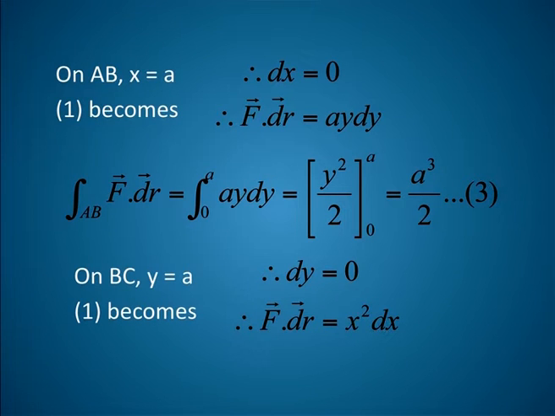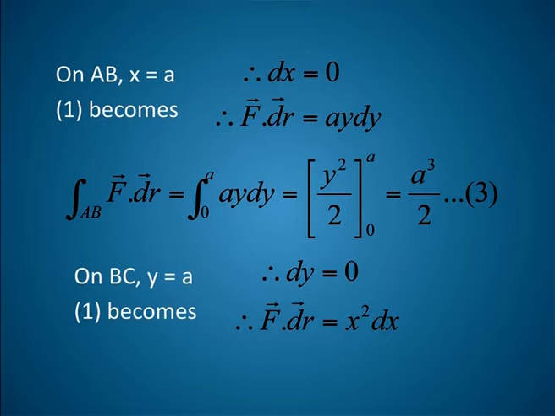Similarly, the second part of the integral is along AB where x is equal to a, so that dx is equal to 0 and f dot dr becomes a y dy. So, the integral of f dot dr along AB becomes integral 0 to a of a y dy, that is equal to a y square upon 2 from 0 to a, that is a cube by 2.